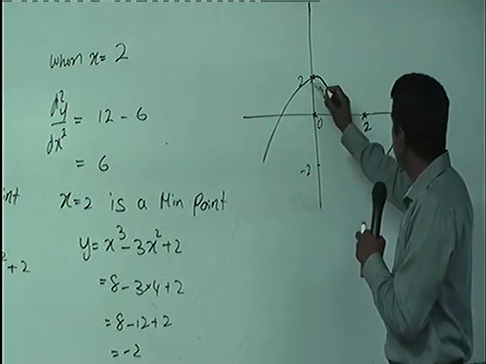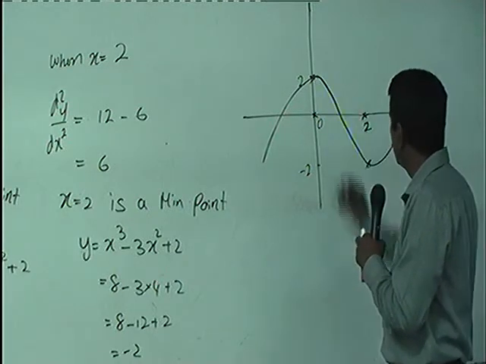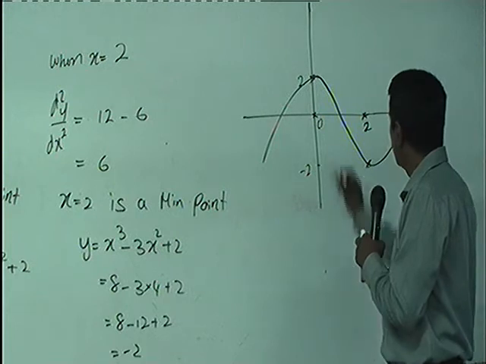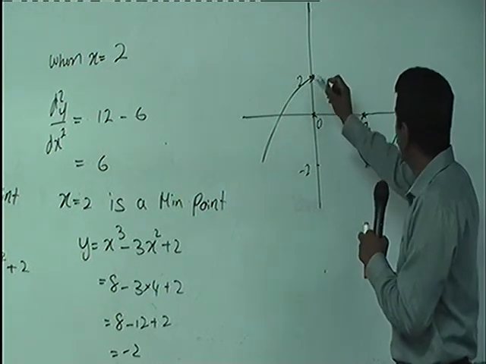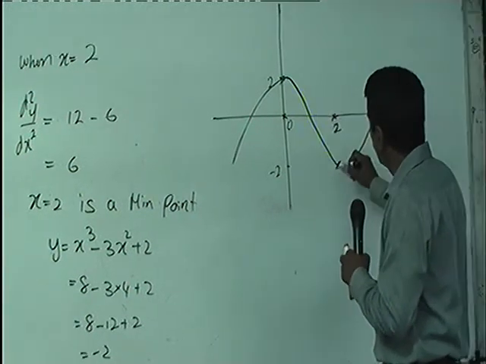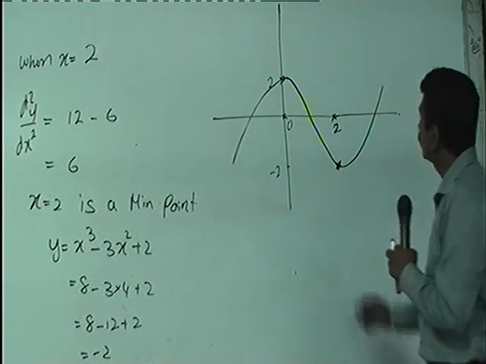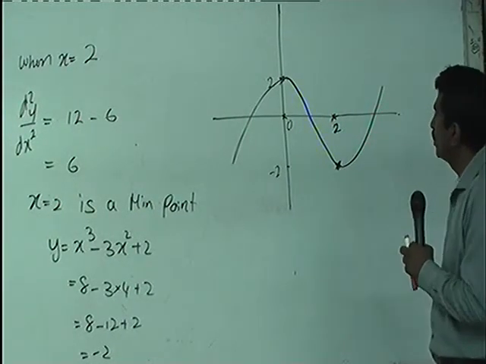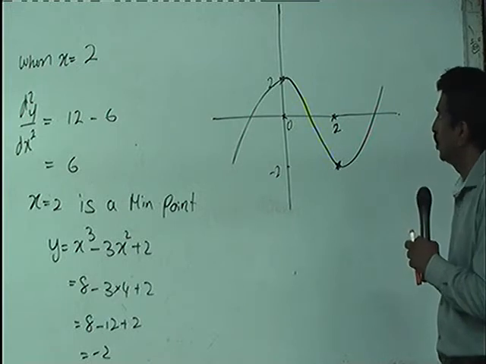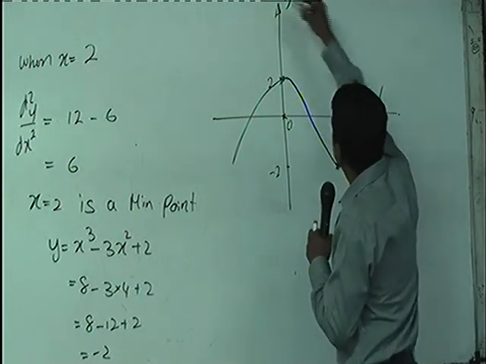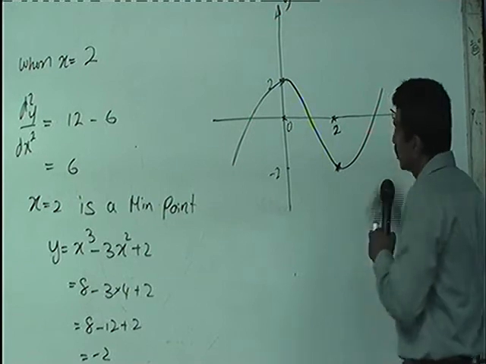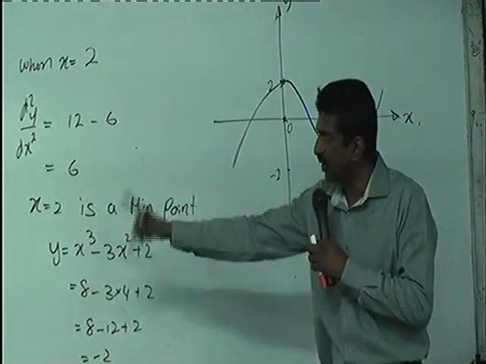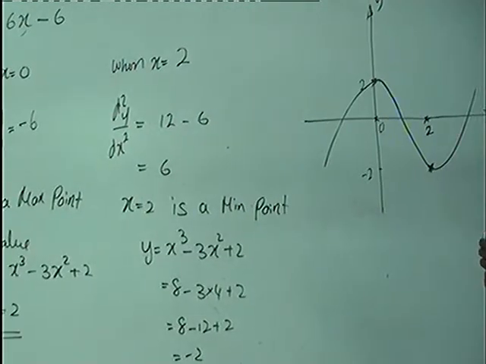Now in this region, the d2y by dx2 is negative. So here, maximum point and the minimum point. So the values are also: at the maximum point, the value is 2, at the minimum point, it is minus 2. So these are the values, y and x. So complete this graph as well. Write down this one and this one, then the graph.